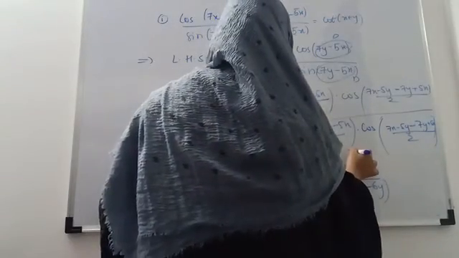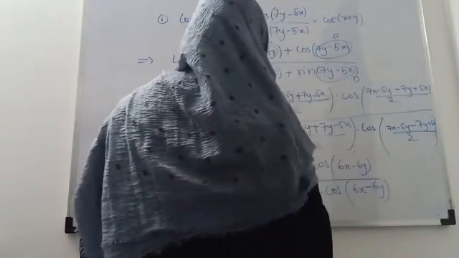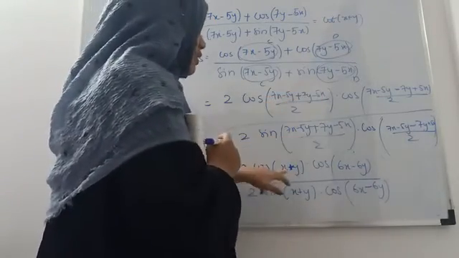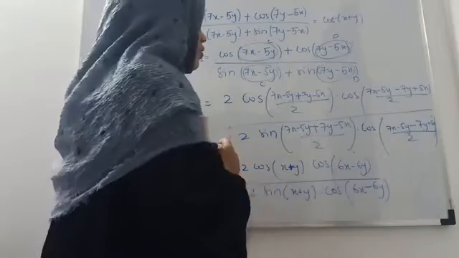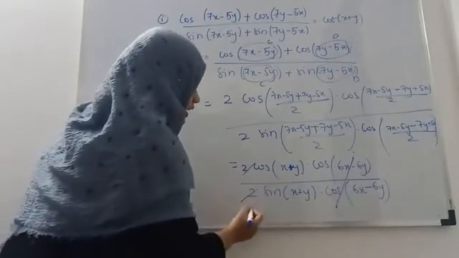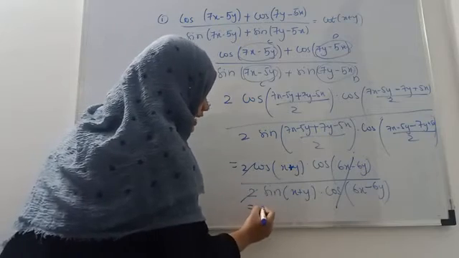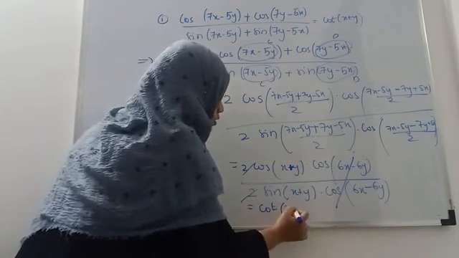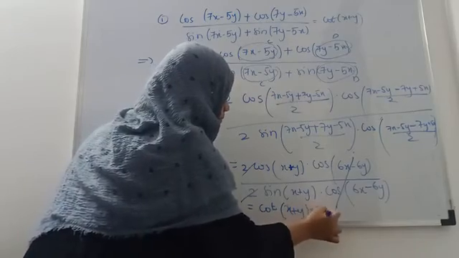Now here it is cos(x − y)... here also a plus sign, because all terms will be in addition. 7x − 5x is plus x and 7y − 5y is also plus. Now this term and this term will get cancelled, 2 and 2 will get cancelled. So cos upon sine is cot, and this is x + y, which is your RHS.